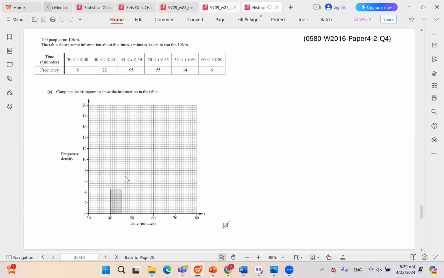So this is another problem here. We have 200 people running 10 kilometers, and we have a table. So it's the same procedure pretty much. We have a width of 10, width of 5, 5, 5, and 5. And then finally, we have a width of 20.